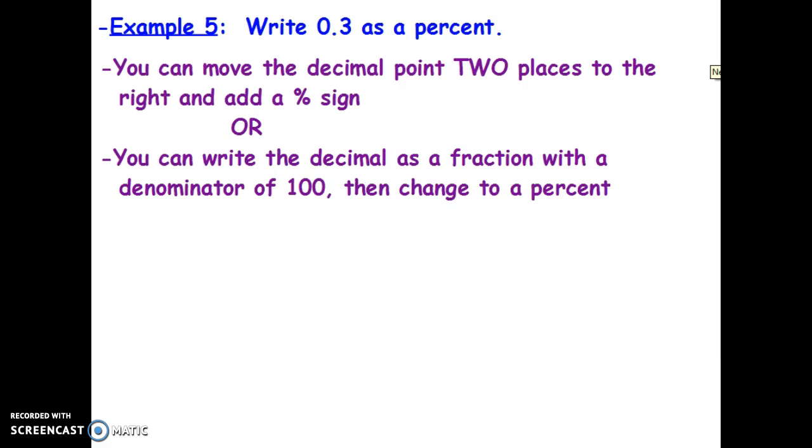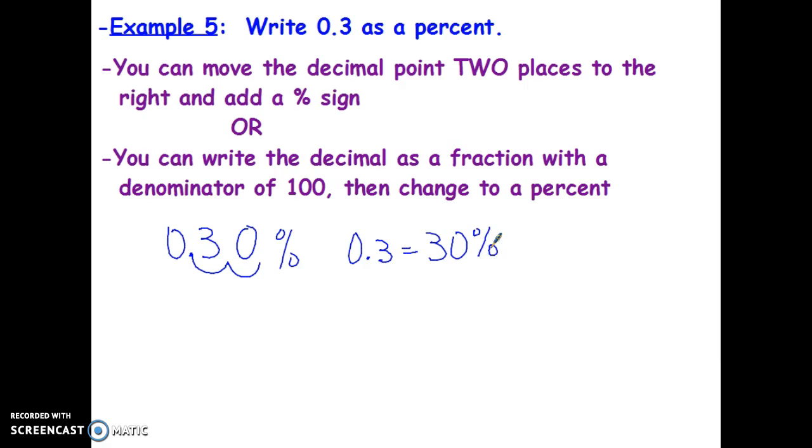Now if we want to write 3/10, 0.3, as a percent, you can move the decimal point 2 places to the right and add a percent sign, or you can write the decimal as a fraction with a denominator of 100, then change it to a percent. So again, I'm going to show you both ways. To move the decimal point 2 places to the right and then add a percent sign, we move it 1, 2. Notice there's a gap here, so I fill that with a 0. Okay, and then we put our percent sign. So 3/10 is equivalent to 30%.